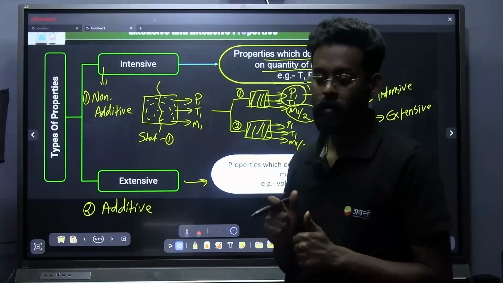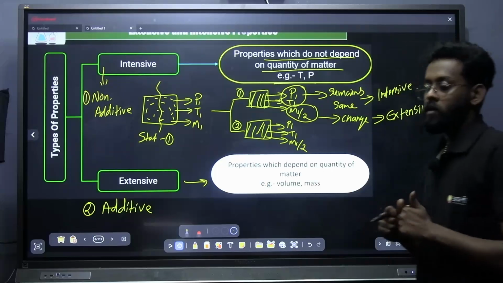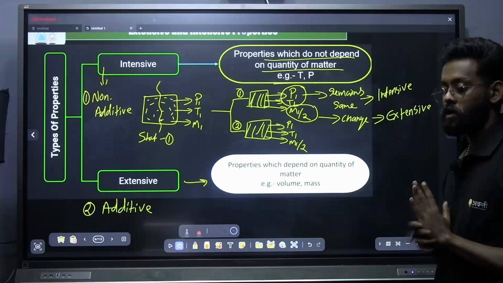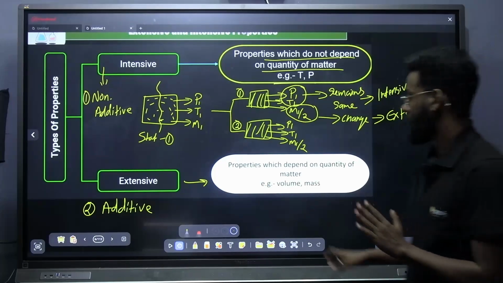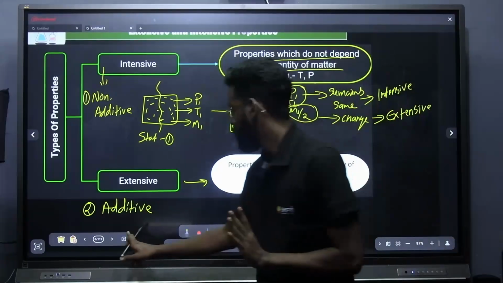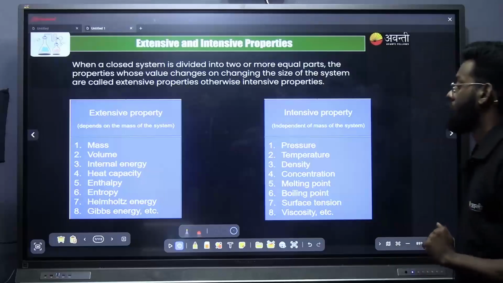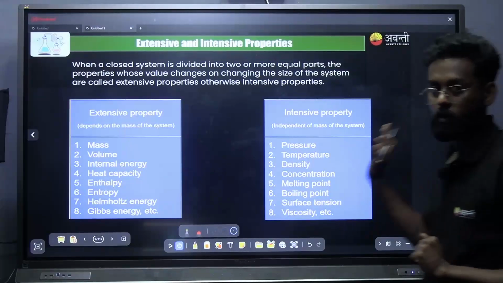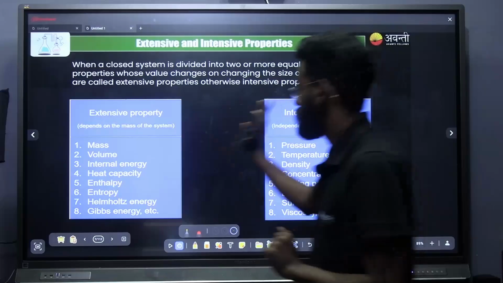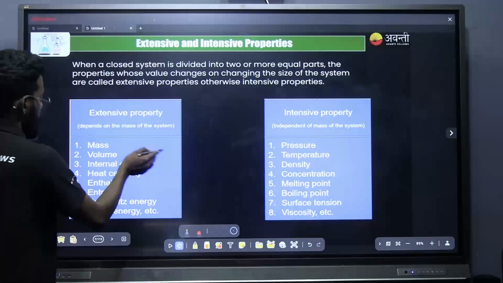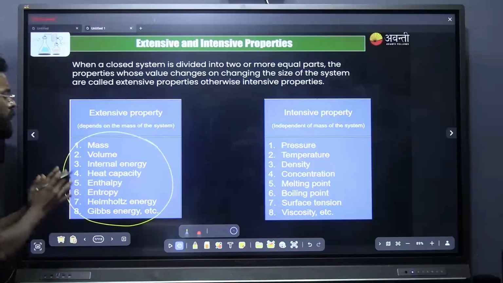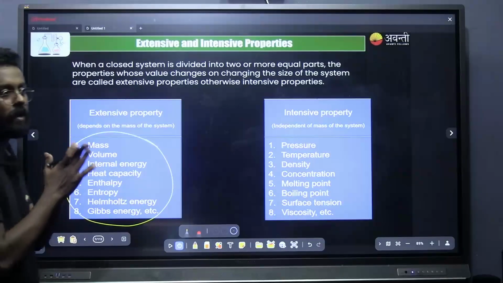Is it? Students? Yes. Okay. Now I can give you the list of important intensive and extensive properties. Have a note of it. I will be sharing it in the group, no worries. You should be learning these values by heart. No need to learn by heart, a few of the things you can understand.